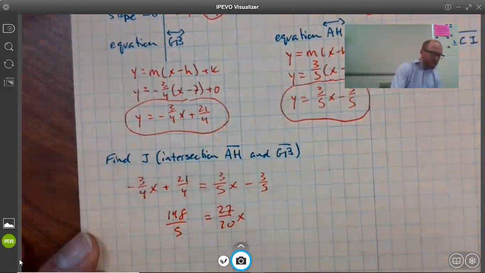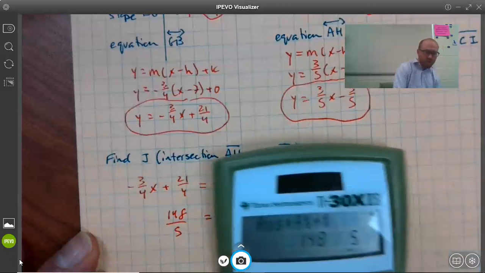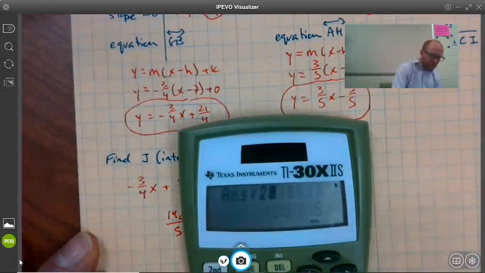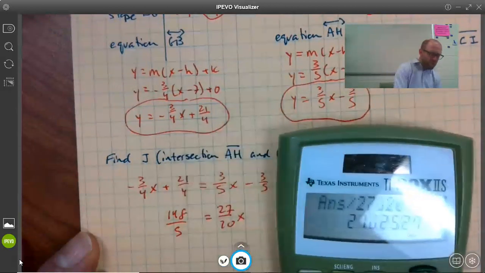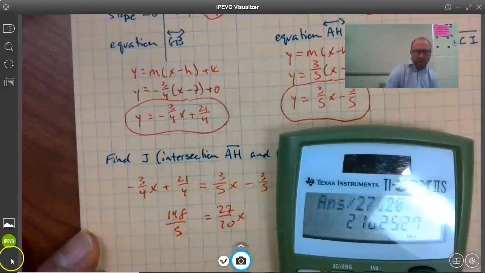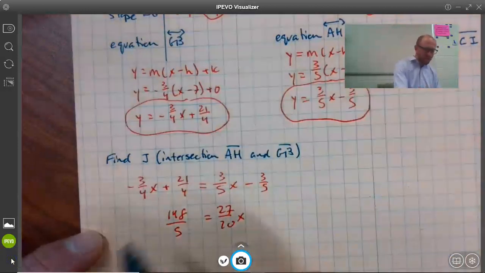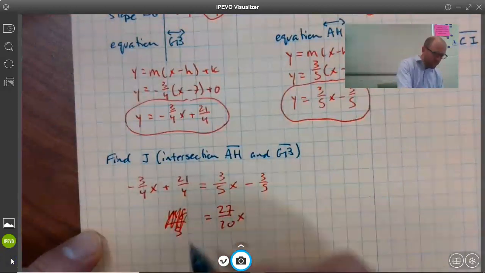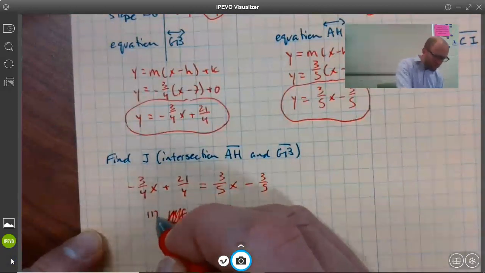148/5, and we're going to divide that by 27/20. So dividing by 27/20 gives us, oh boy, something went wrong. Hold on a second, I made a mistake. Okay, I knew something was wrong here. This isn't 148/5. I must have punched the wrong number into the calculator.